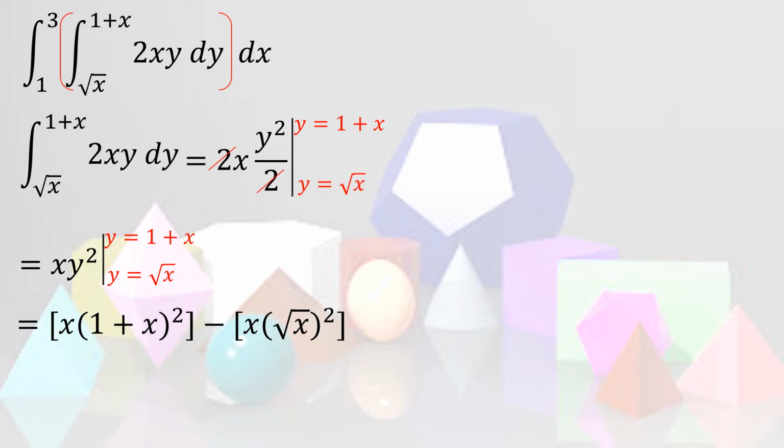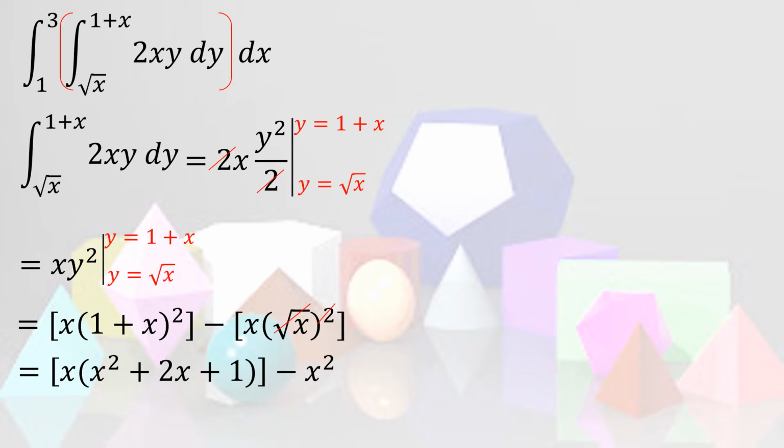So we will be getting x times 1 plus x squared minus x times square root of x to the power of 2. We can cancel the square root symbol as well as the power of 2. So it will become x squared.